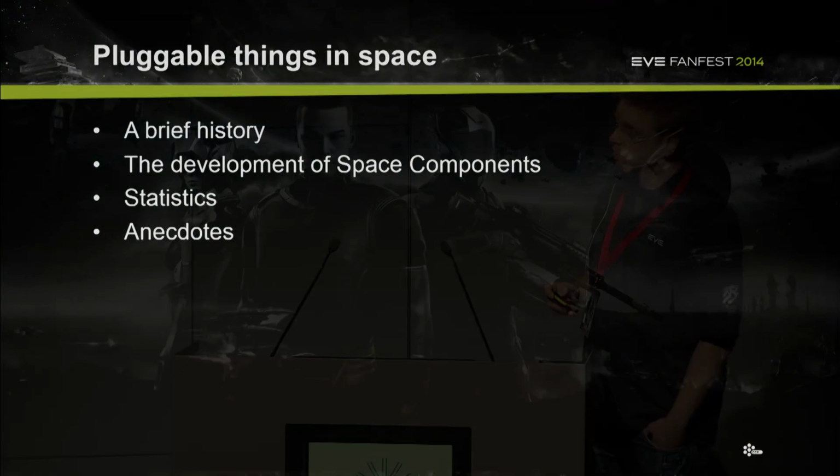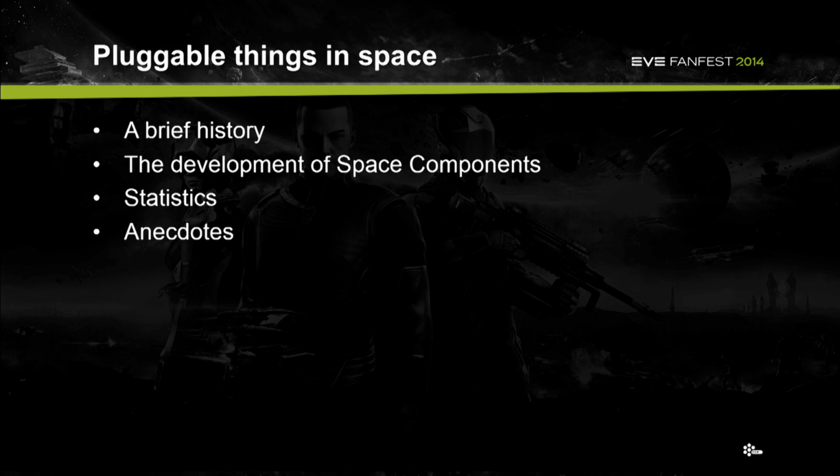So, what are we going to talk about? I'm going to give you a brief history of why we went into developing these space components to begin with, and what kind of problems we were trying to get away from. And then I'm going to go more into the space components themselves, basically what they are and how they work. I'm going to give you a few statistics over how they have been used on TQ since release. And then I'm going to end with going over a few interesting use cases you guys have developed on TQ. Give a few examples. So let's just get started.